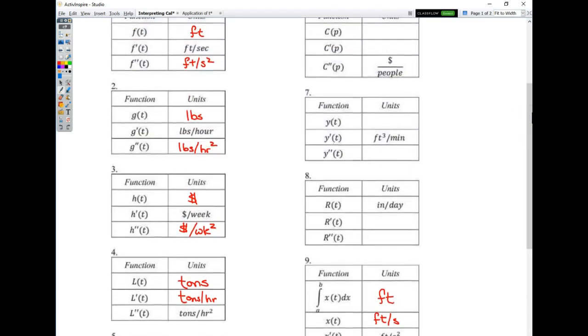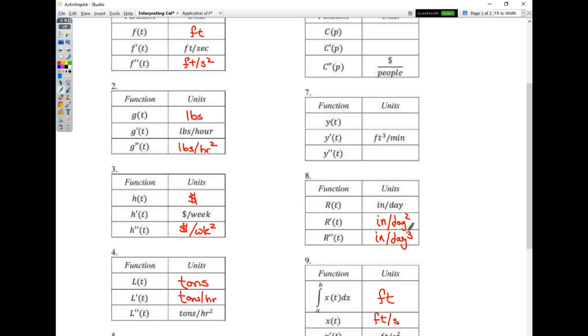18. We started at inches per day. This one gets to be an interesting one because we have inches per day. If we took a derivative of that, we'd get inches per day squared. And if we actually take the second derivative, we wind up with inches per day cubed. Sometimes our unit is not going to make much sense. In fact, inches per day squared is a strange unit. Inches per day cubed is just really weird.